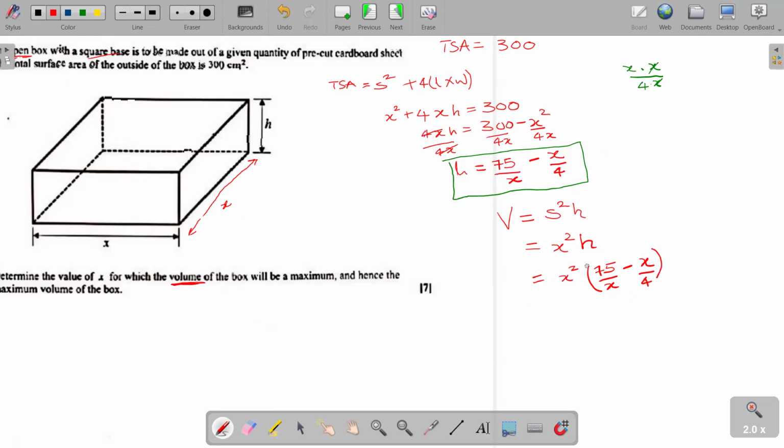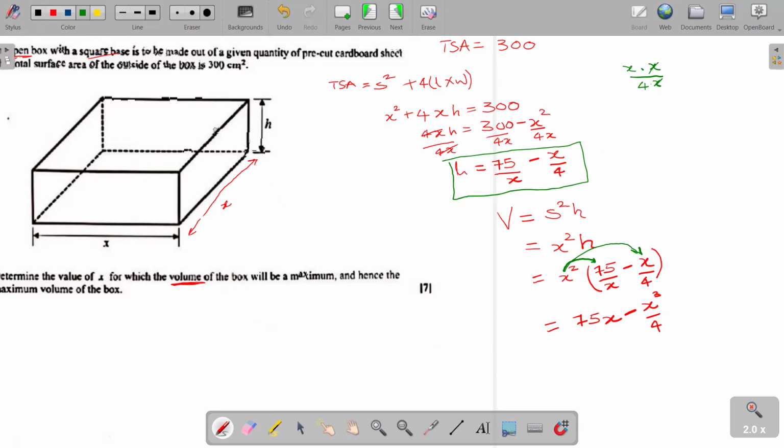Then you bring x there. So it means our volume is going to be 75x minus x cubed over 4. To get that, it simply means this x multiplied by this one. That's how we get 75x. Then the same x squared is going to multiply this one so that we get x cubed over 4.